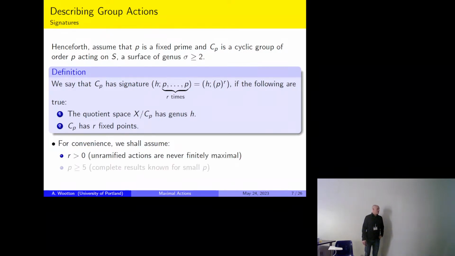And so for convenience, as I said, we already know everything about unramified actions, so I'm going to assume that I have a certain number of fixed points, r strictly greater than 0. And as I also said, pretty much complete results are known for all small primes as well, so I'm going to assume p is greater or equal to 5. Though most of what I talk about holds in both of these cases, it just makes some of the technical details a little easier to follow.